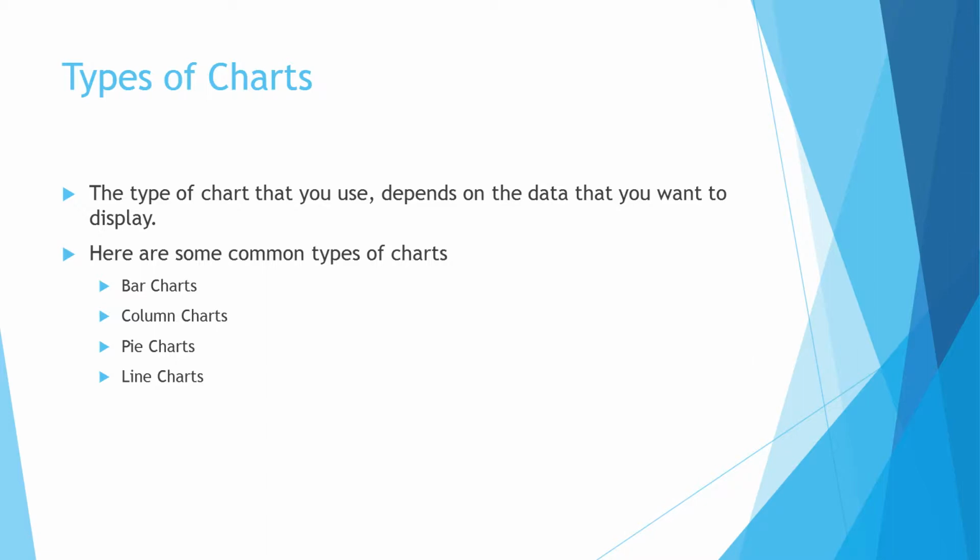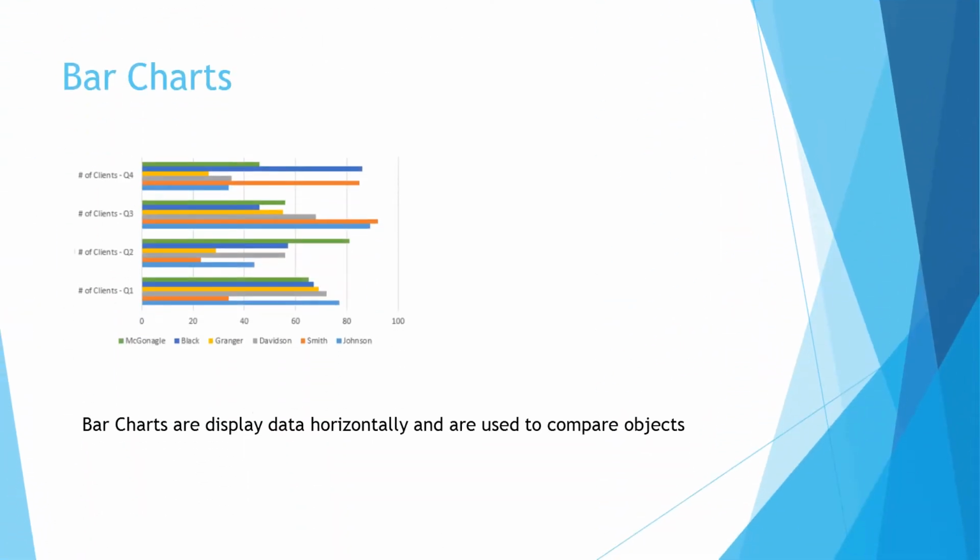There are different types of charts, and we're going to look at the more common ones that we're going to be using in this lesson. There are many other types of charts, but I'm just going to show you 4 of the most common. Bar charts are displayed horizontally, and it's very handy if your legend has quite long words in it.